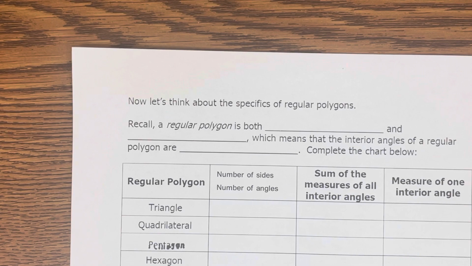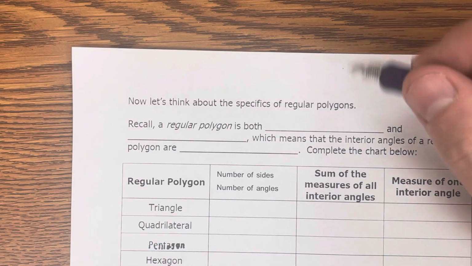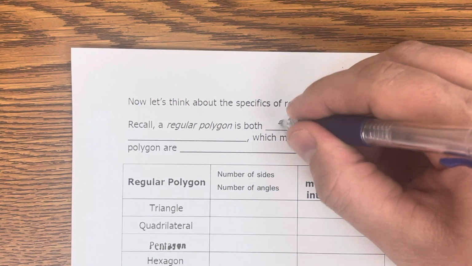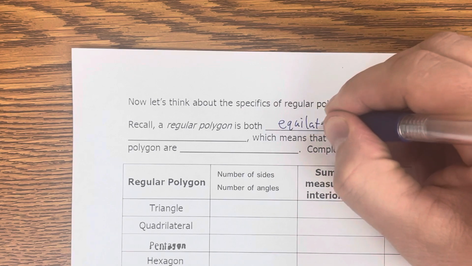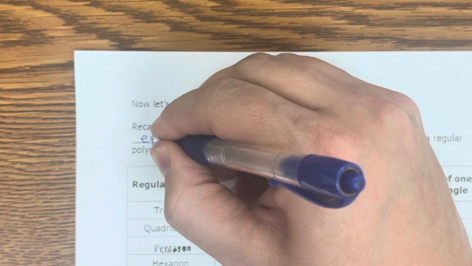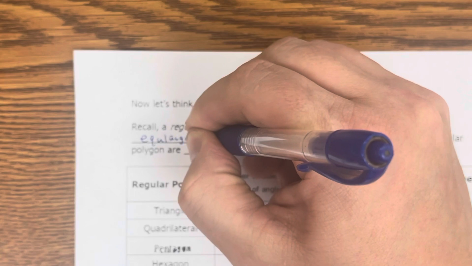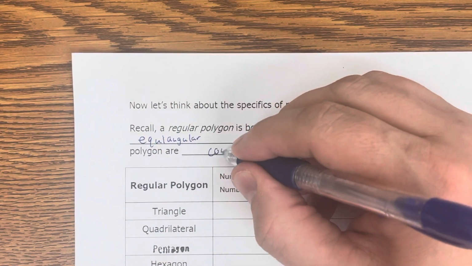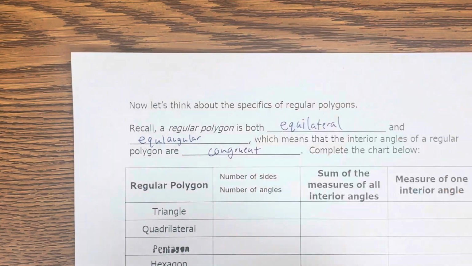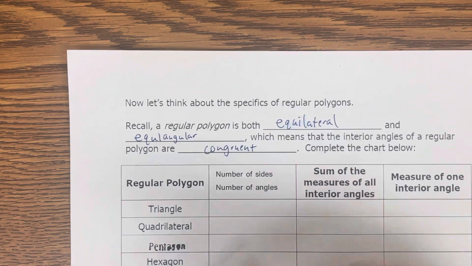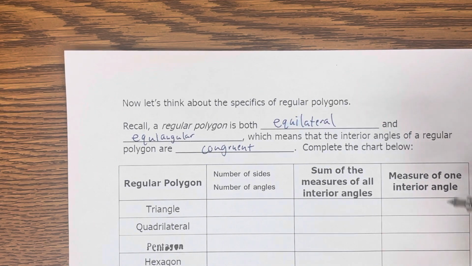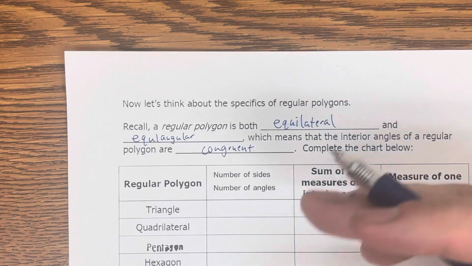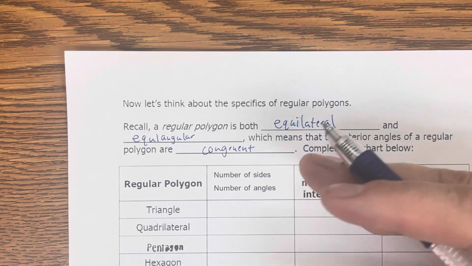We're now going to discuss regular polygons. So when we talk about regular polygons, recall a regular polygon is both equilateral and equiangular, which means that the interior angles of a regular polygon are congruent. So we can figure out the measure of one interior angle with a regular polygon. Now, this doesn't work for any hexagon or any decagon, any octagon. It only works for regular ones, okay?